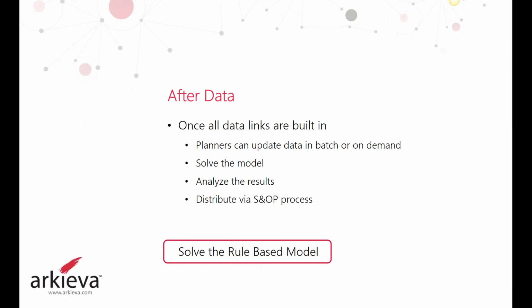So once we have all this data, the data links are built in. Planners can either update this data in batch mode, like overnight, or maybe on demand during the day. Then they solve the model, analyze the results, and then distribute it via the S&OP process. When we say solve the model, what we are really talking about is what we saw earlier in the RCCP screens. The decisions that we were making, move a little bit to March. Well, that didn't work. Move it a little bit to March and then rest to May. All those decisions are in that solve the model step.